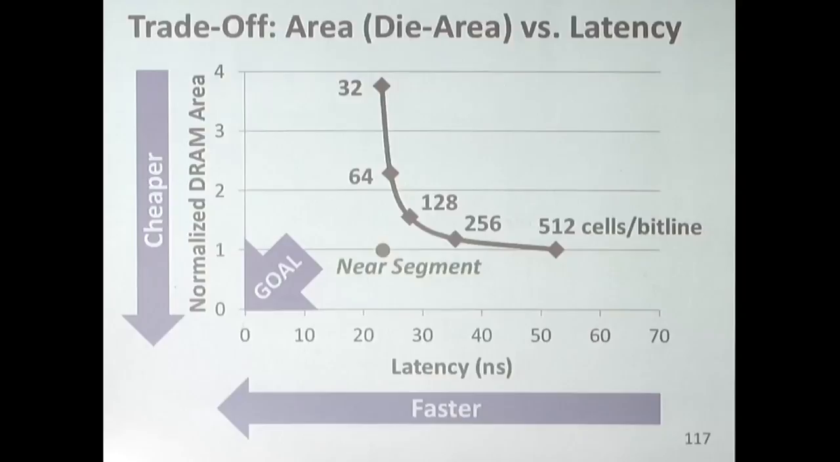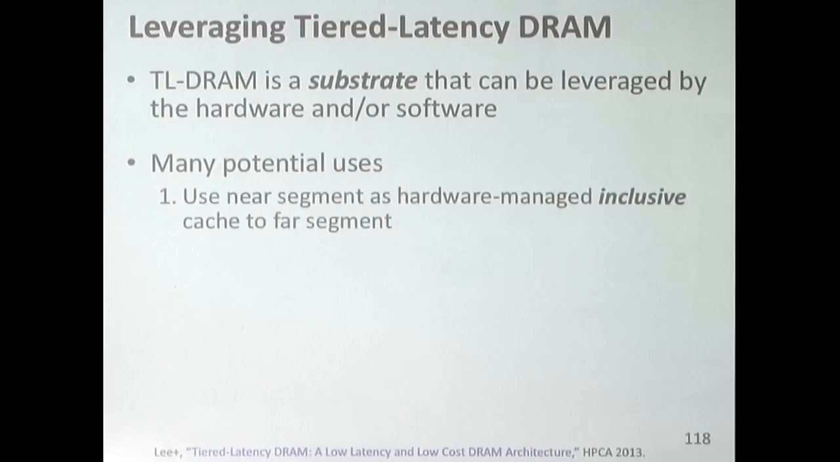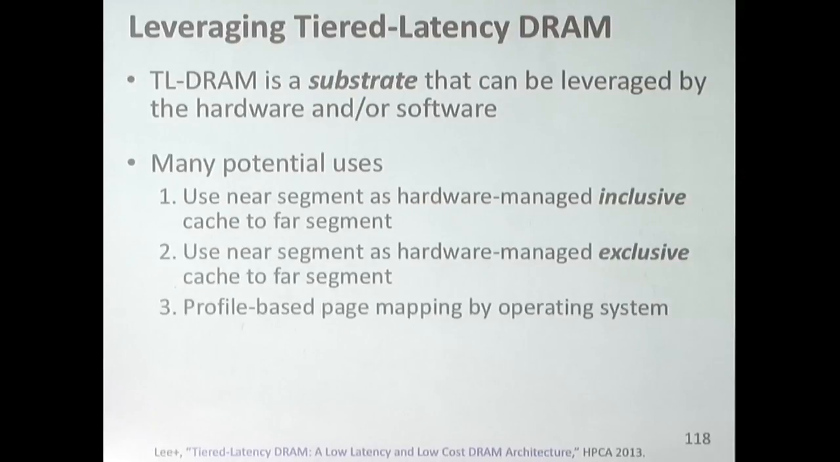So our goal was this. The near segment provides us this, but far segment takes us back, which means that now you have a heterogeneous memory that you need to manage somehow. Again, you can imagine many potential ways of managing it, hardware or software, right? I'll go through very quickly. You can have a hardware-managed inclusive cache. You can read the paper for details. Hardware-managed exclusive cache. Exclusive versus inclusive.